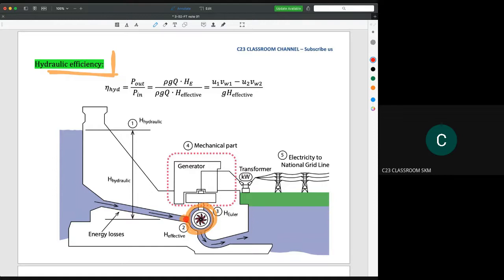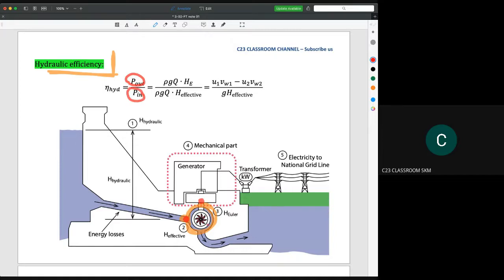and also the output energy at this level. So this is just the energy change across the runner, only those 2 points. For hydraulic efficiency, the basic equation is power out divided by power in.